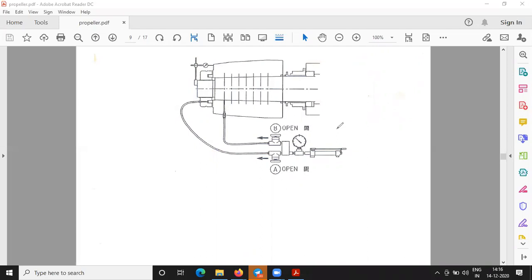Okay, now shall we go for removal of the propeller? Yes, sir. Please move on, sir.